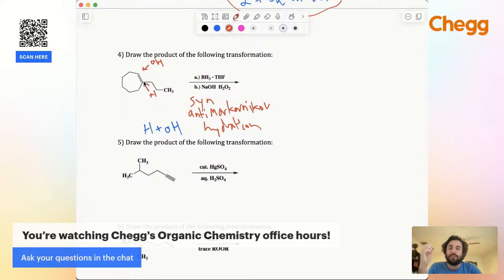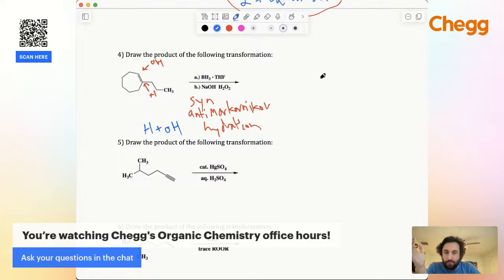This one is more substituted because it's tertiary. It's connected to 1, 2, 3 carbons. This one is secondary. It's connected to 1, 2 carbons, only 2. 2 is less than 3, less substituted. So OH is going to the less substituted, and then syn means they're being added to the same side. So that's all the information we need to be able to draw the product.